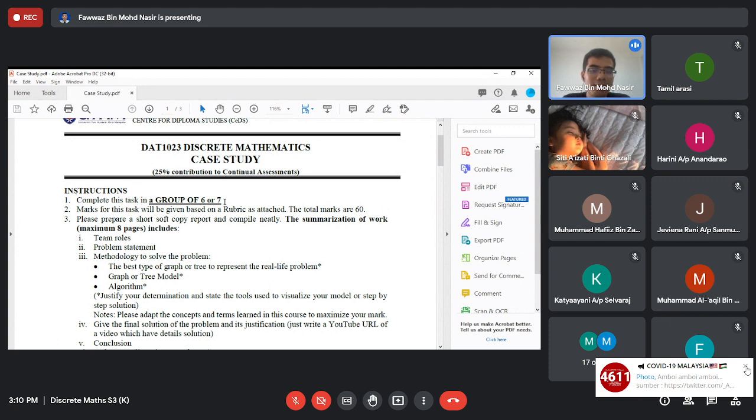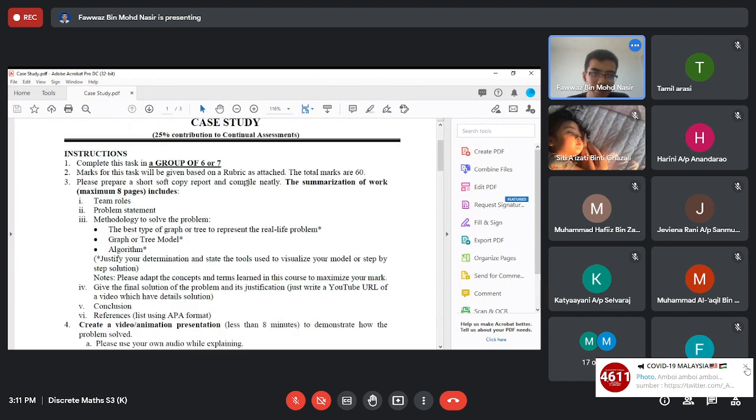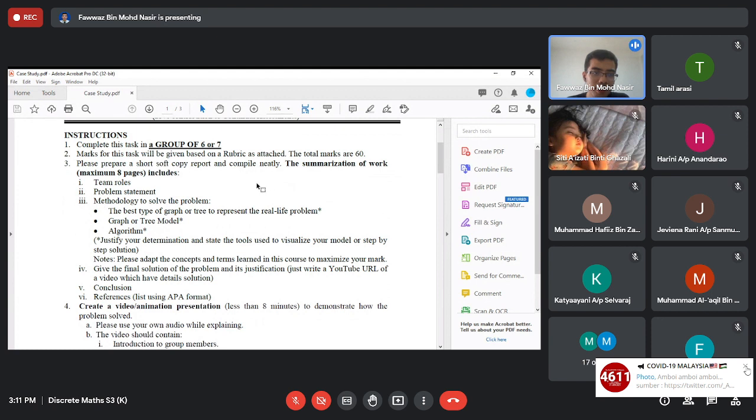So case study ni akan di-evaluate based on 2 components. Yang pertama video presentation, okay, and the second one is report. Okay, so basically kita tengok dulu apa yang kena dalam report. Report tu korang perlu hantar dalam bentuk soft copy ke author. So dalam report tu korang kena nyatakan team roles, okay. So nyatakan apa yang setiap member ahli kumpulan tu buat, okay.